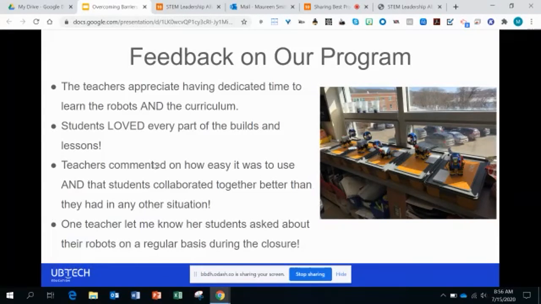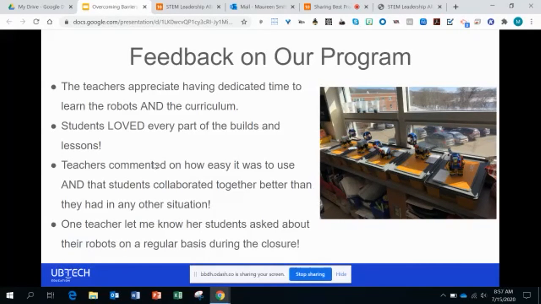And we actually had a teacher who contacted us during the closure. They were still in the process of working on their robots when the closure happened. And this teacher said almost every week, the kids said, but what about our robots? Will they be there next year? Are we going to be able to finish them with our next teacher? And so the kids are so excited about it.